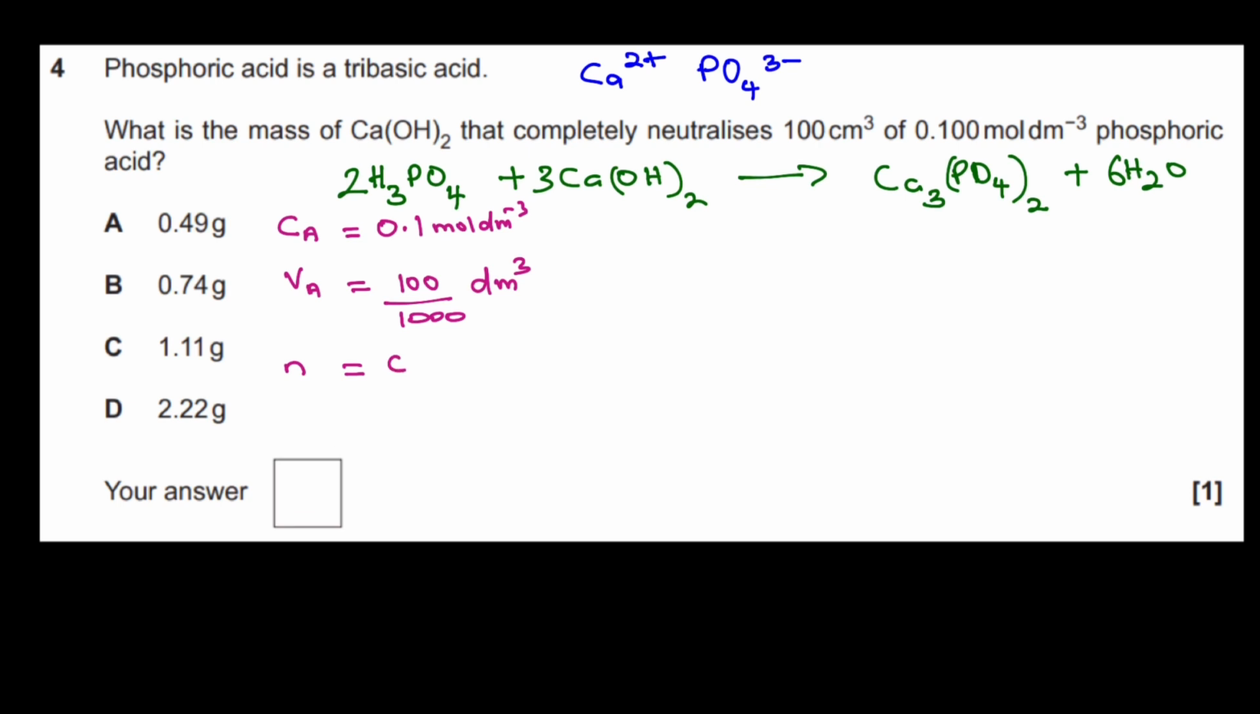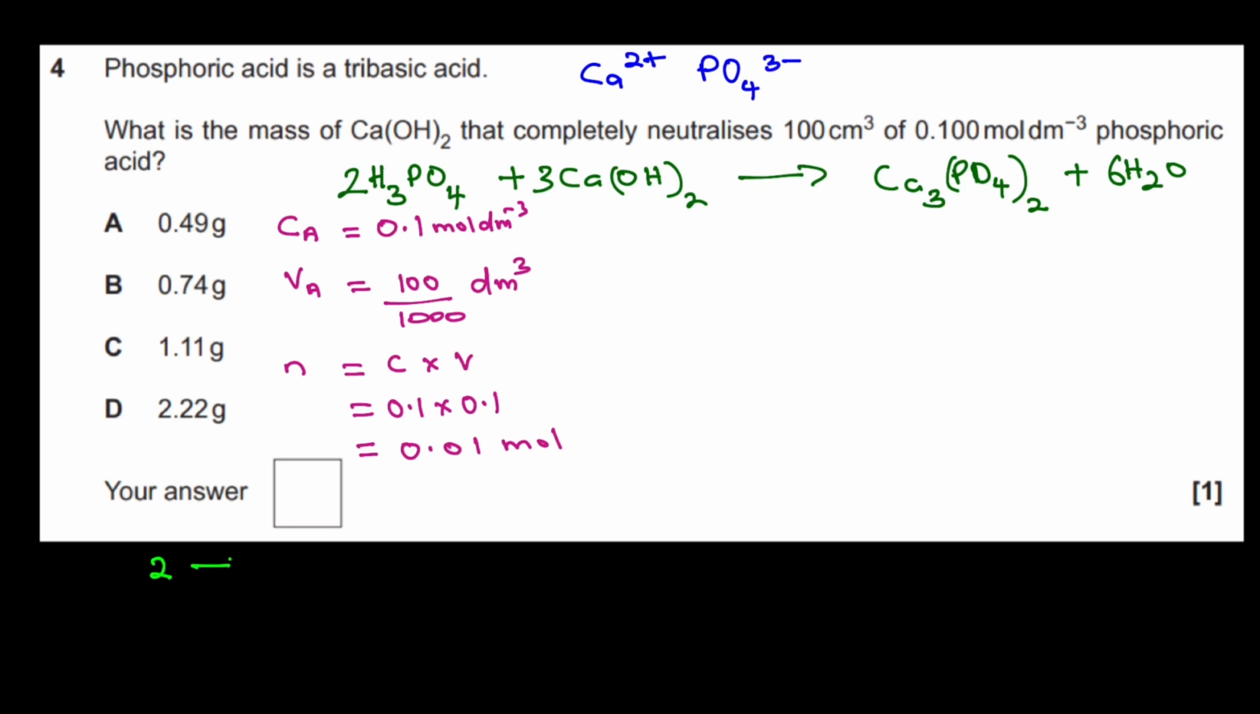Moles is concentration times volume, and the moles for the phosphoric acid is 0.1 times 0.1. The volume of the acid is 0.1 dm³. Moles will be equal to 0.01 mole. That is the moles for the phosphoric acid. We need to find the moles for calcium hydroxide. The stoichiometric ratio here is 2 to 3. So this is corresponding to 2. Now we need to find the corresponding value for 3.